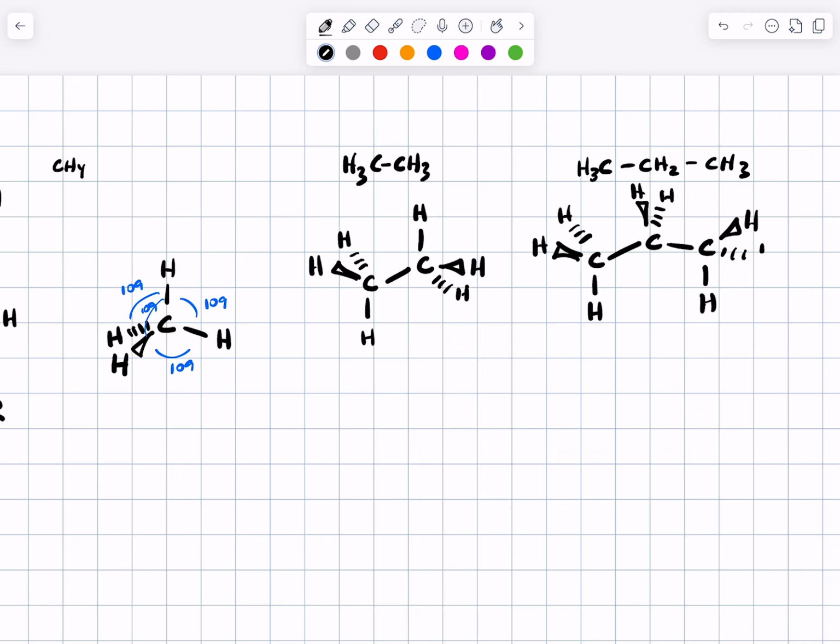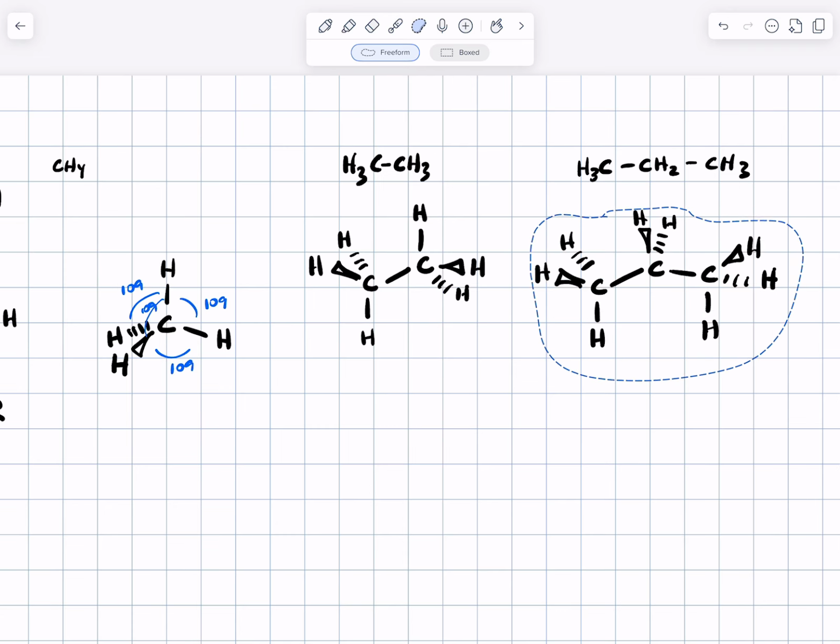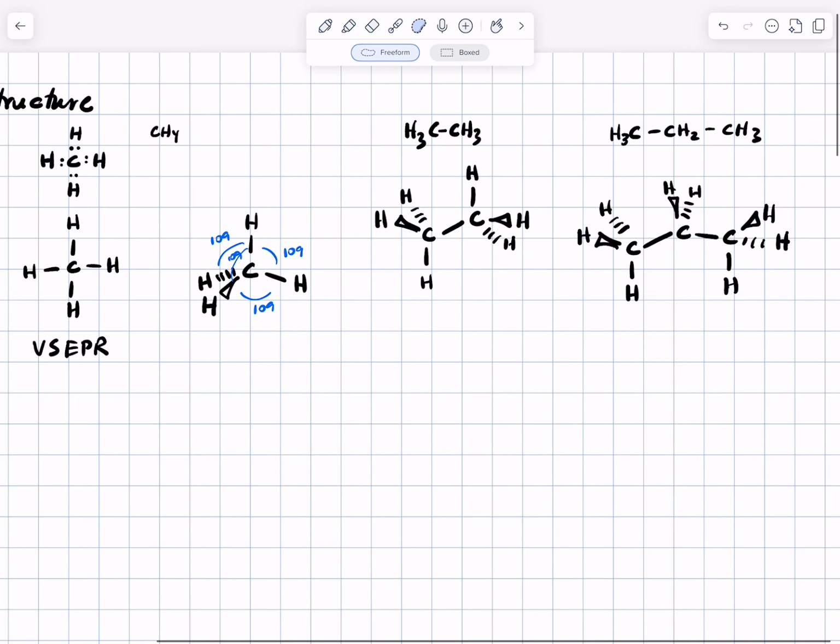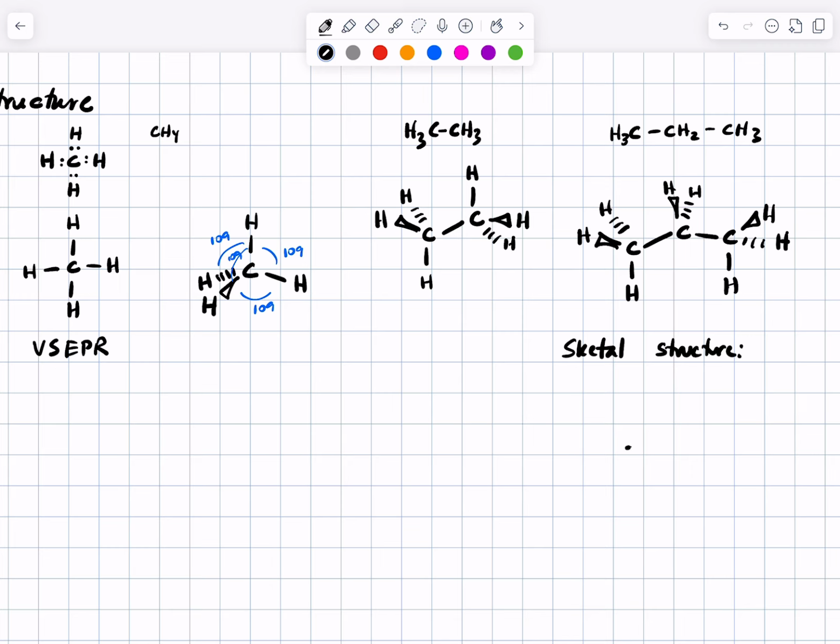And this would be one way to draw the correct Lewis structure. However, it is also permissible in organic chemistry to use a skeletal structure, and this starts to save you time. In the skeletal structure, that's it for this molecule.